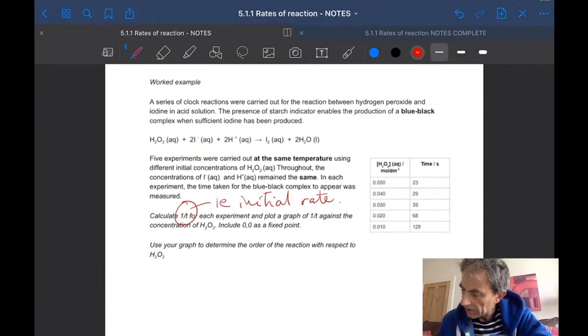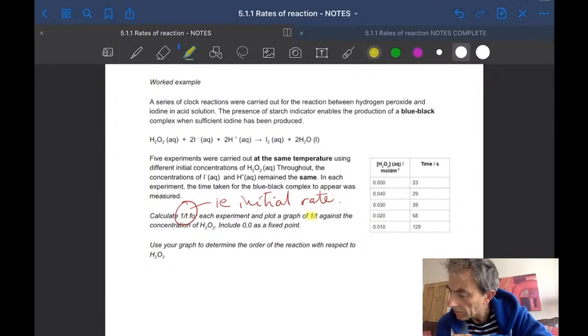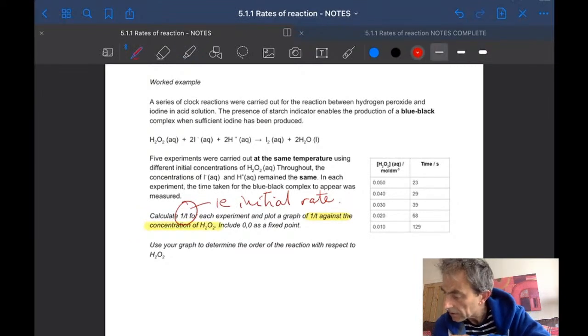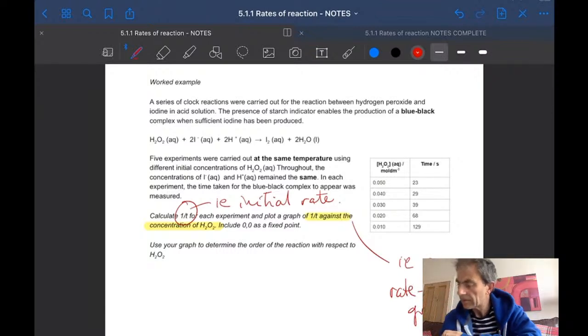Okay, so calculate 1 over t, in other words, the initial rate for each experiment, and plot a graph of 1 over t against the concentration. Include 0, 0 as a fixed point. All right, so effectively, what are we drawing with 1 over t against concentration? We're drawing a rate concentration graph. Okay, so that's what we're drawing, a rate concentration graph.